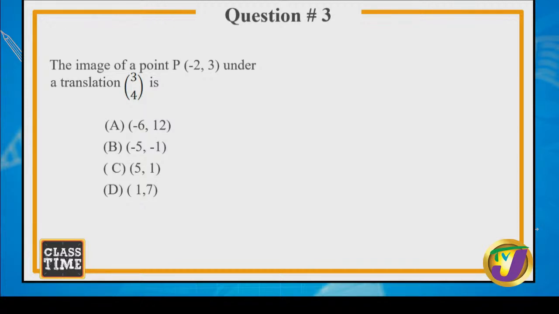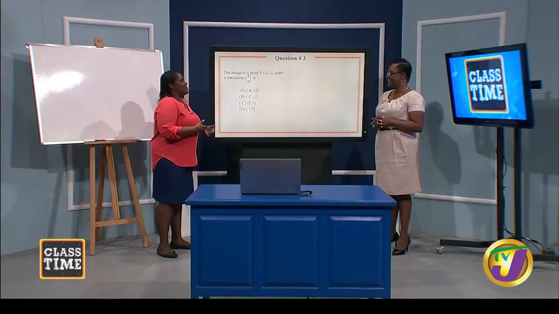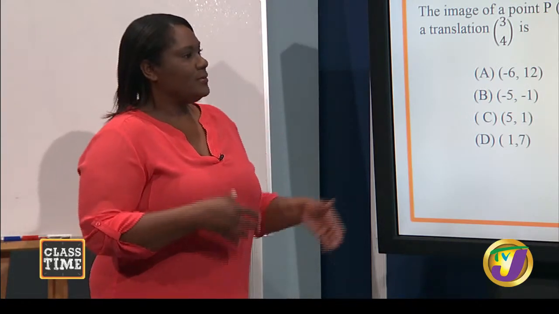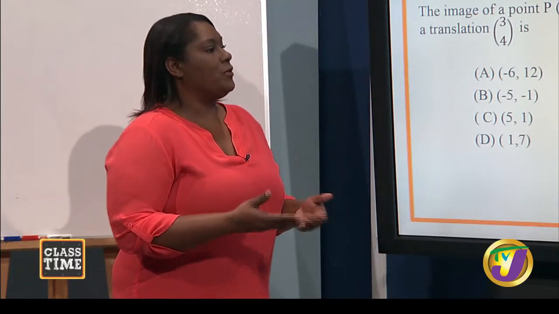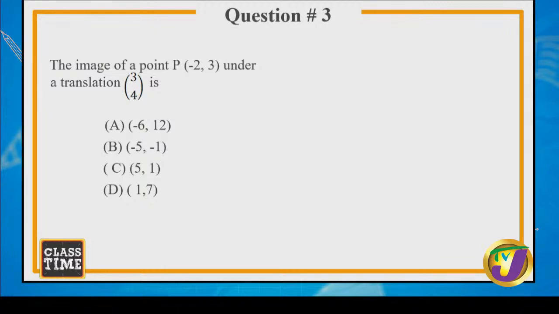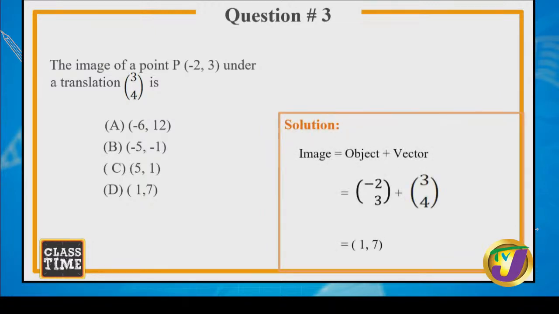Now, what do we do? These are pieces of information that we need to remember with adequate practice. Given the object and the vector, in order to find the image, we do an addition. So go ahead and walk them through. Looking at the object, we have the coordinates, and we have rewritten the coordinates as a vector in order to add the two vectors and carry out the operation. When we have done our addition, it clearly takes us to the answer, which is D.